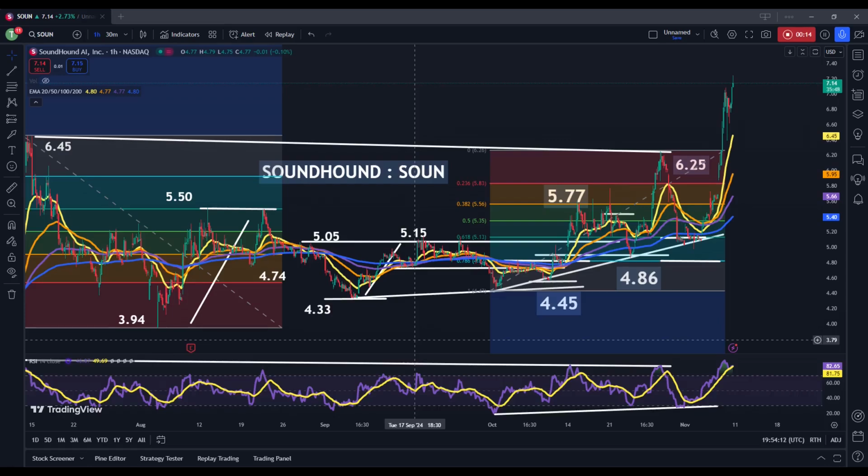Here we have the current stock market update for SoundHound AI Incorporated, stock ticker SOUN.